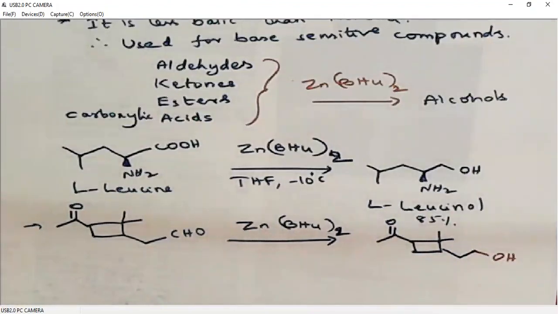So it is only possible when we maintain low reaction temperatures. At the same time, we should use only the amount required for reducing only the aldehyde. Okay, if you use excess, the ketone also undergoes reduction.